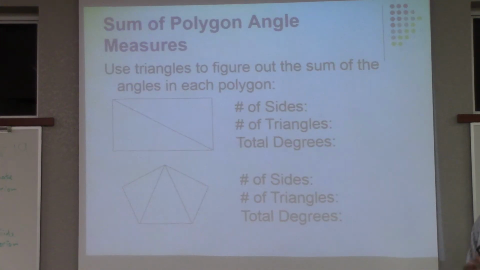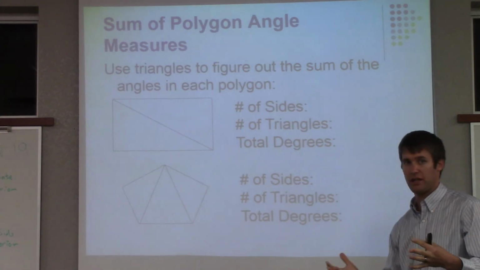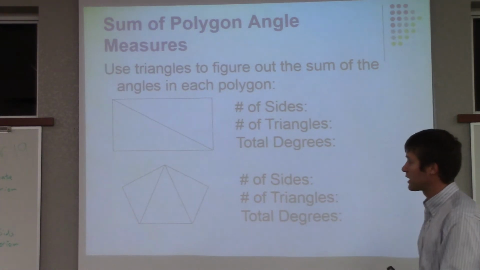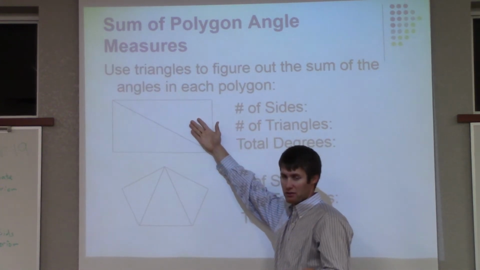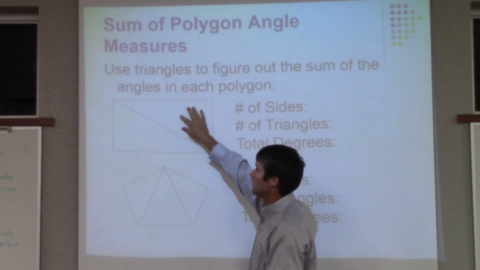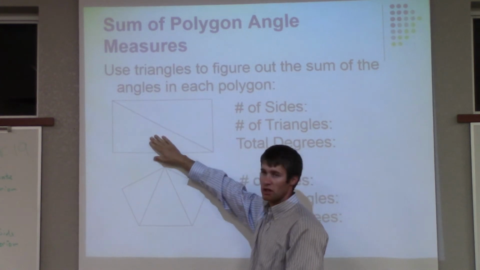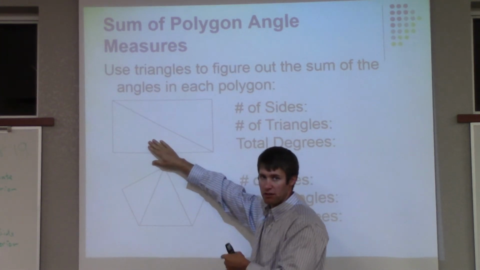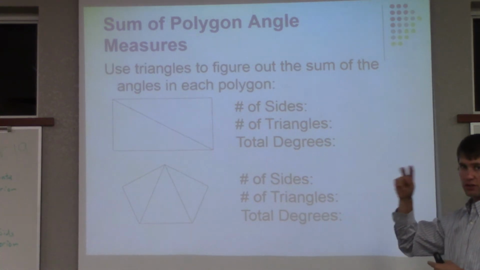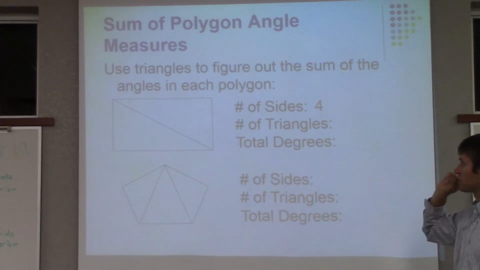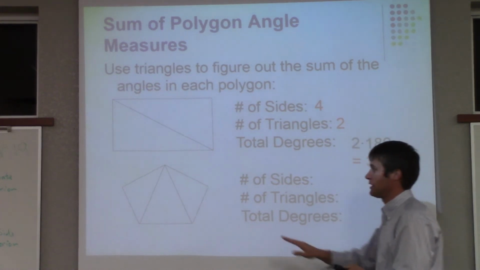Now we're going to look at triangles. We know that triangles have 180 degrees. If we look at, for example, a quadrilateral, or we'd say a rectangle, there's one triangle here, one triangle here. So how many total degrees are in it? Well, 4 sides gives us 2 triangles, which gives us a total of 360 degrees.